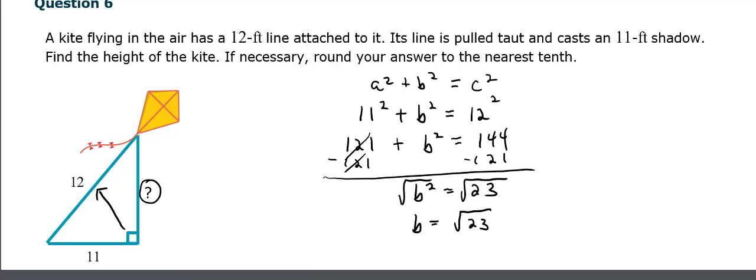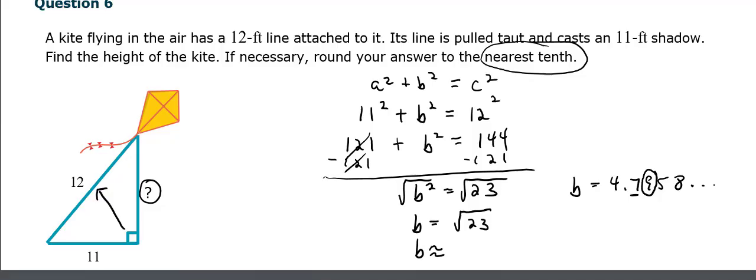Now remember, in the instructions it says round to the nearest tenth. So you're going to put the square root of 23 in your calculator, and b would come out to 4.7958, etc. So since we're rounding to the nearest tenth, we look at the place value to the right. Since it's greater than 4, we round up. So b would be approximately 4.8. Again, rounded to the nearest tenth.